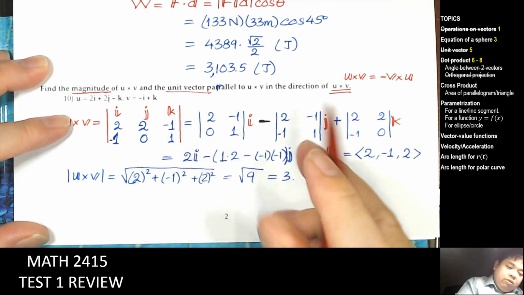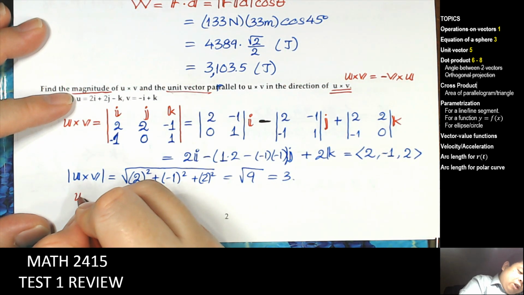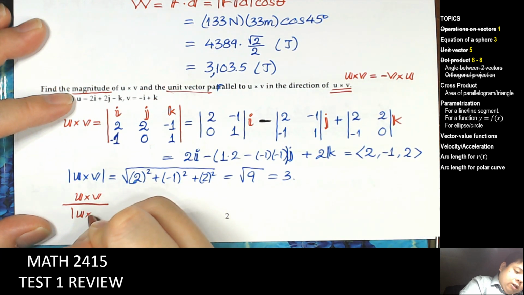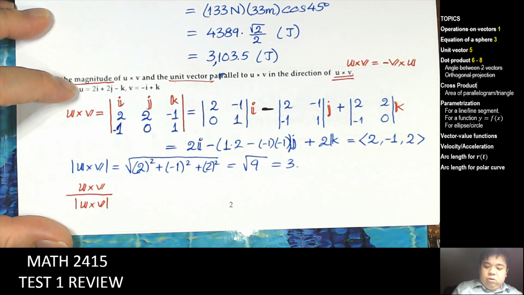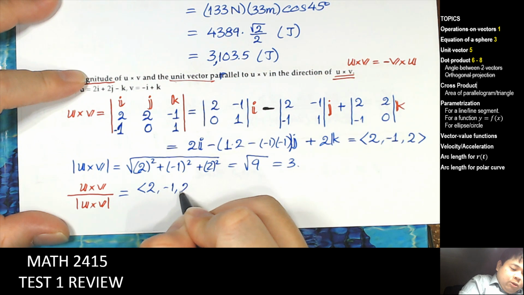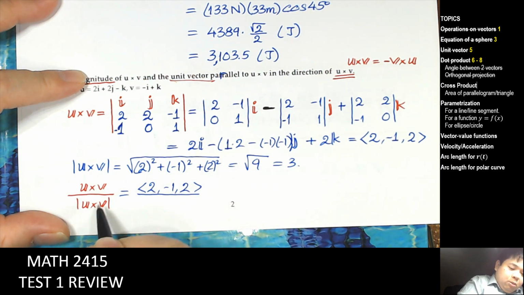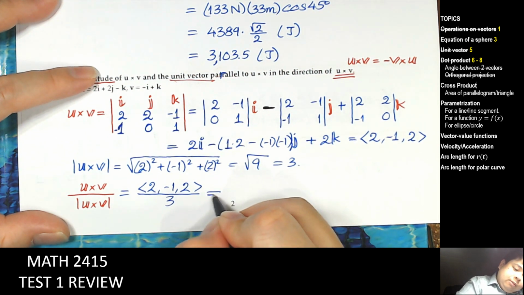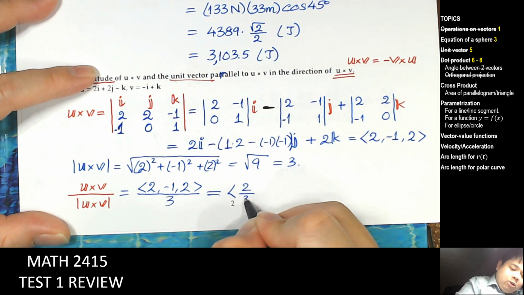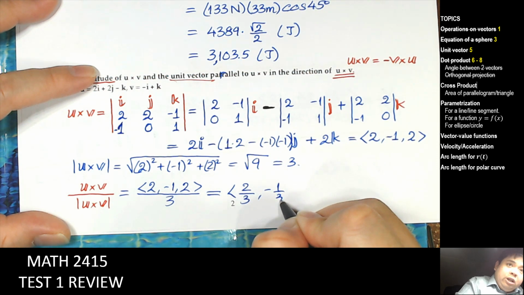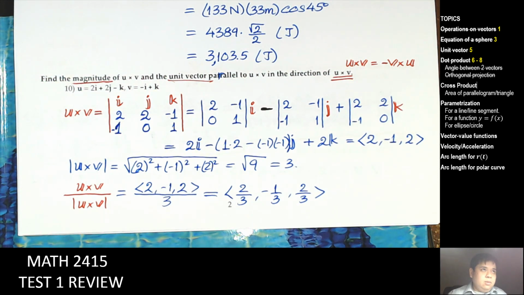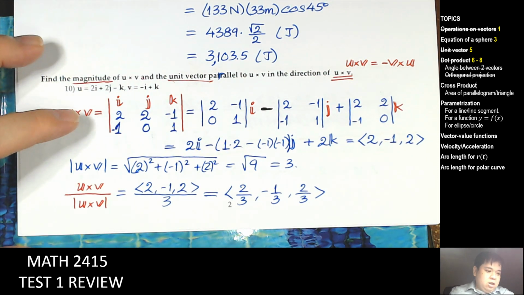Next we find the unit vector in that direction, which means u cross v over the magnitude of u cross v. So we have the vector 2, negative 1, and 2 over the magnitude, which is 3. That's just 2 over 3, negative 1 over 3, and 2 over 3. So that is a cross product.